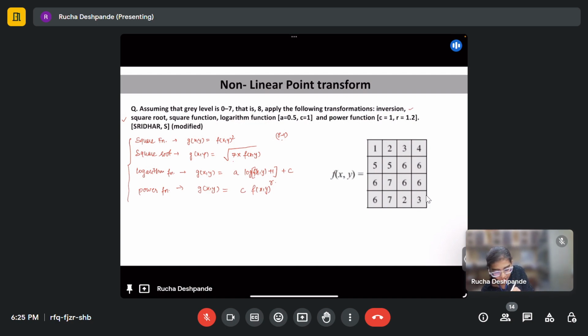Assuming that the gray level is 0 to 7, the total number of DN values is 8. Apply the following transformations: inversion, square root, square function, logarithmic function, and power function, and these coefficients are given over here. You can try solving it for this image for some time, and then I'll solve along with you.